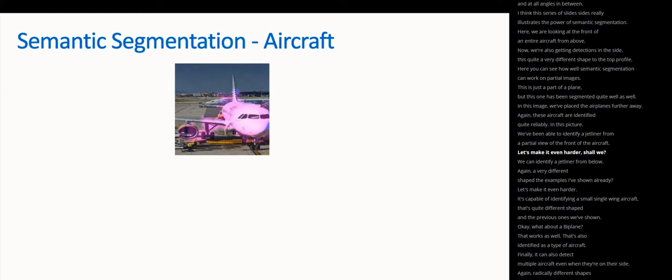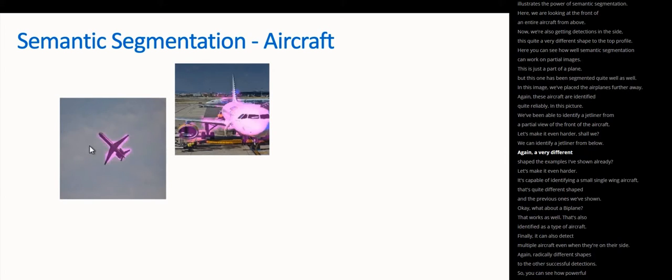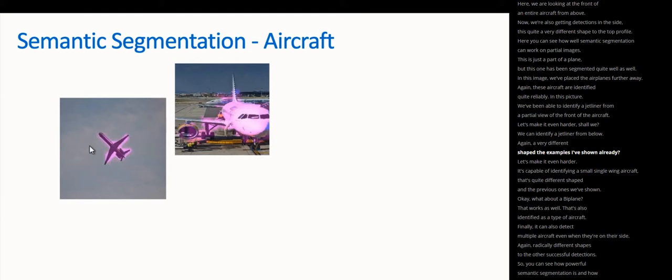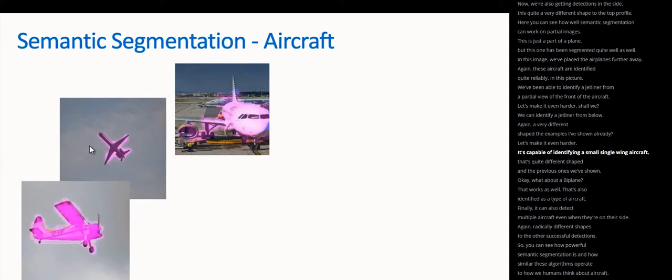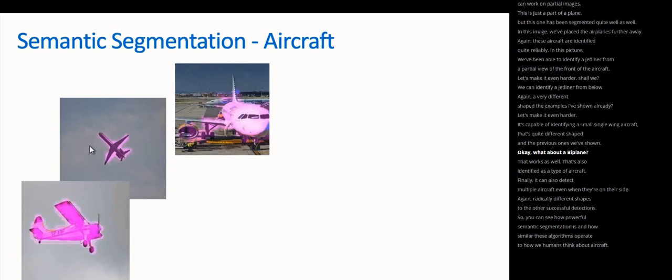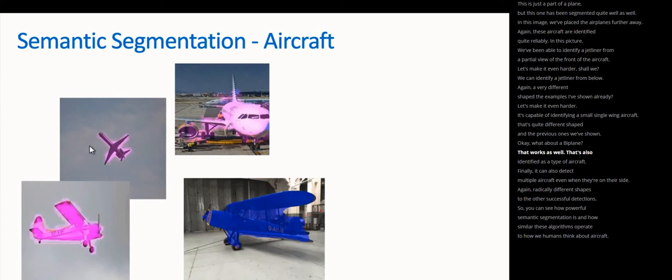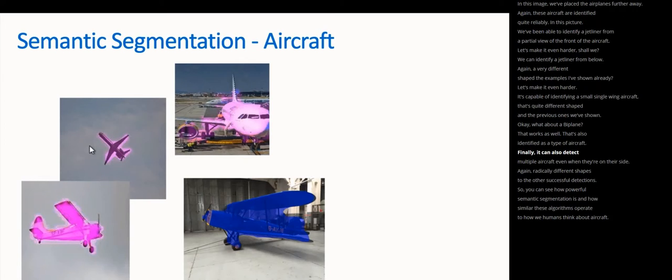Let's make it even harder, shall we? We can identify a jetliner from below. Again, a very different shape to the examples I've shown already. Let's make it even harder. It's capable of identifying a small single-wing aircraft. That's quite a different shape to any of the previous ones we've shown. Okay, what about a biplane? That works as well. That's also identified as a type of aircraft.